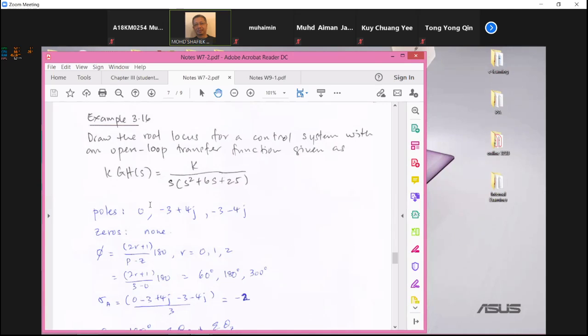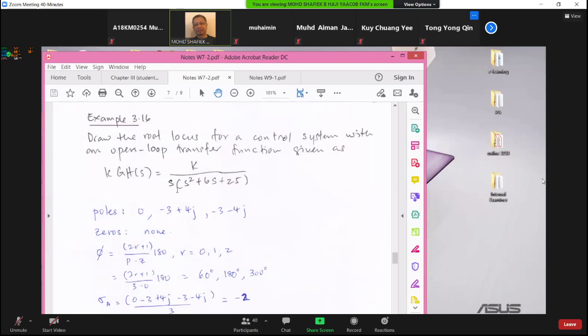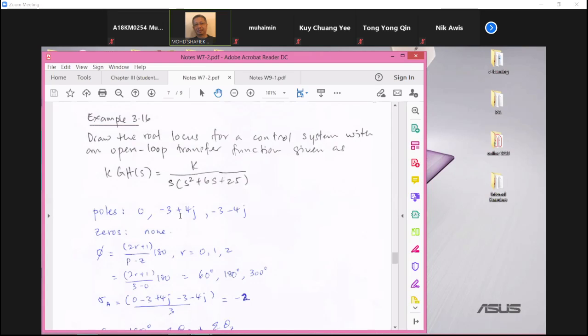Real pole at the origin, and the other we have this complex conjugate pole at minus 3 plus 4j, minus 3 minus 4j. Okay, so since we know that the locus will start at the pole, we're going to have three loci altogether. But since we have no zero, all of the locus will end at infinity. Therefore, we need to find three asymptote lines.